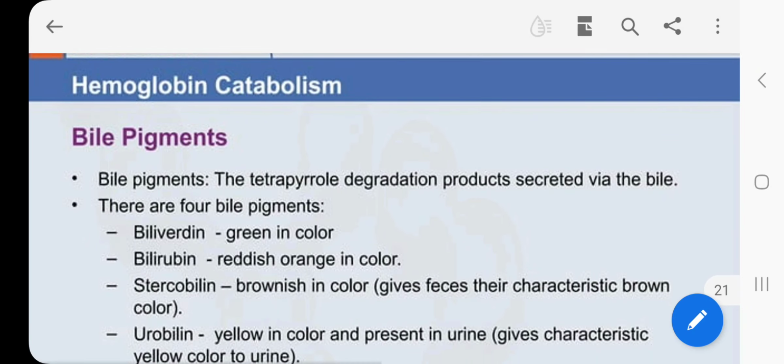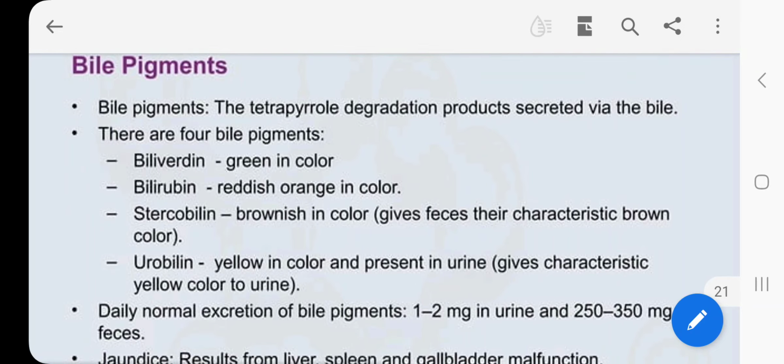So we have already discussed that bile pigments include biliverdin, green in color, and bilirubin, reddish-orange in color. These two are new now: stercobilin, brownish, and urobilin, yellow in color. It's present in urine. So urobilin gives the characteristic yellow color to urine.